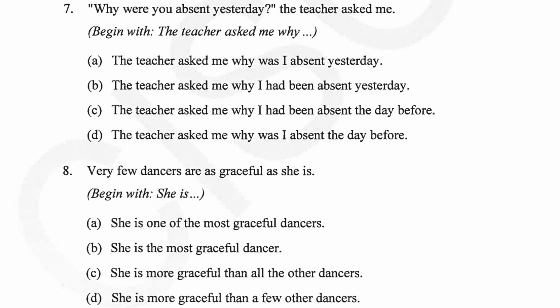Why were you absent yesterday? The teacher asked me why. This is your direct indirect speech. This is your why were you absent. Where is given, so this is your had been. Where had been, this is where given, so had been is the correct answer. Why I had been absent the day before. Yesterday given, so day before. Yesterday is day before. Next one.